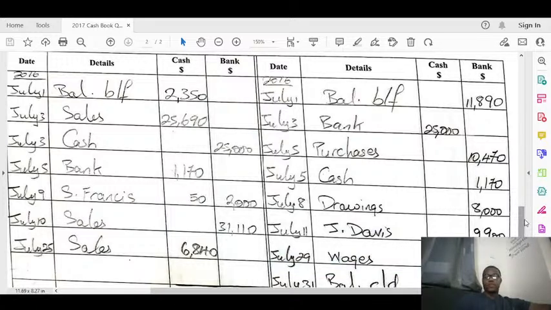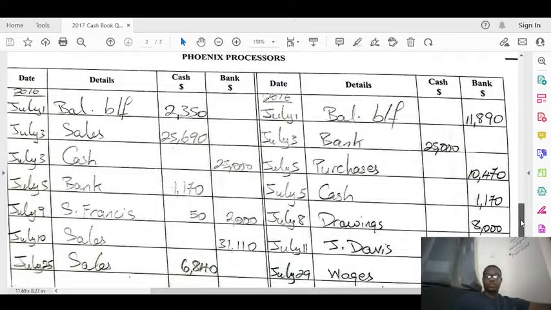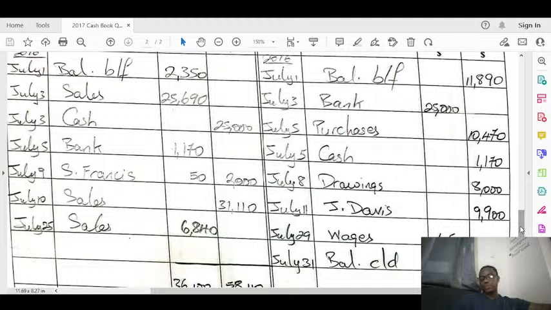Now you balance off your account, right? Now this is where some persons told me that they have difficulty balancing off the cash book.